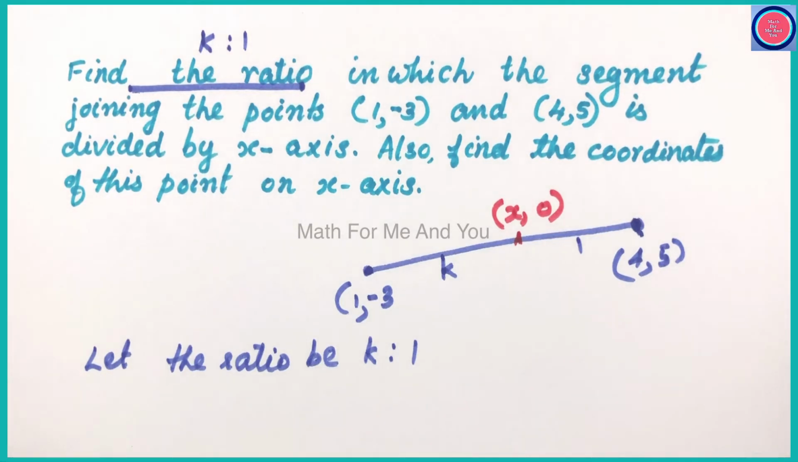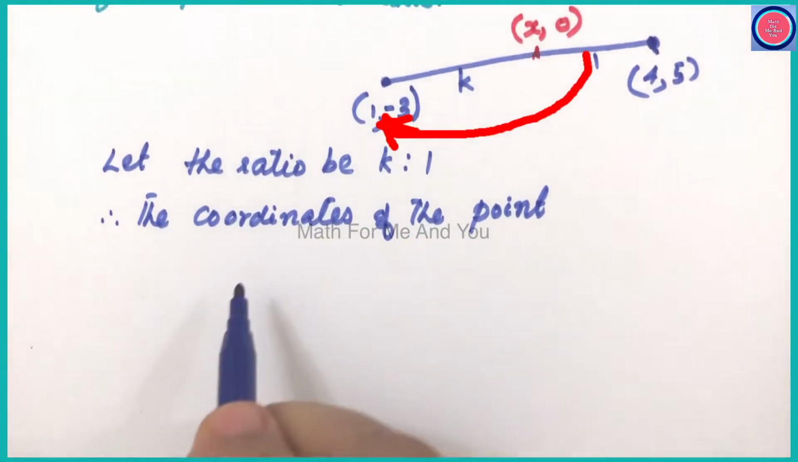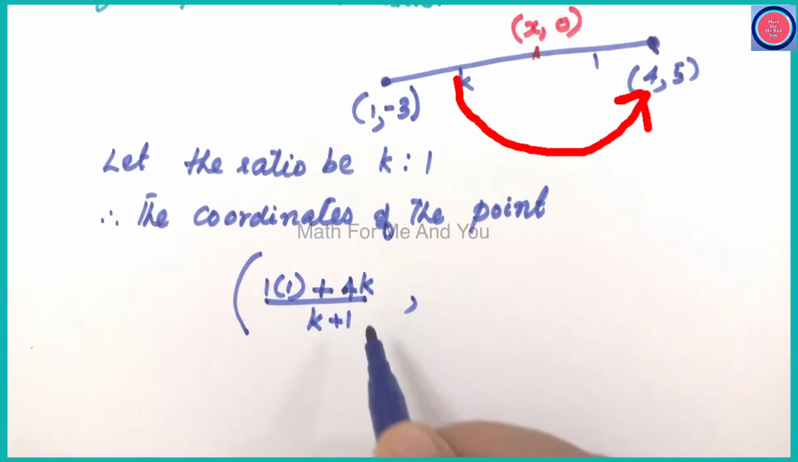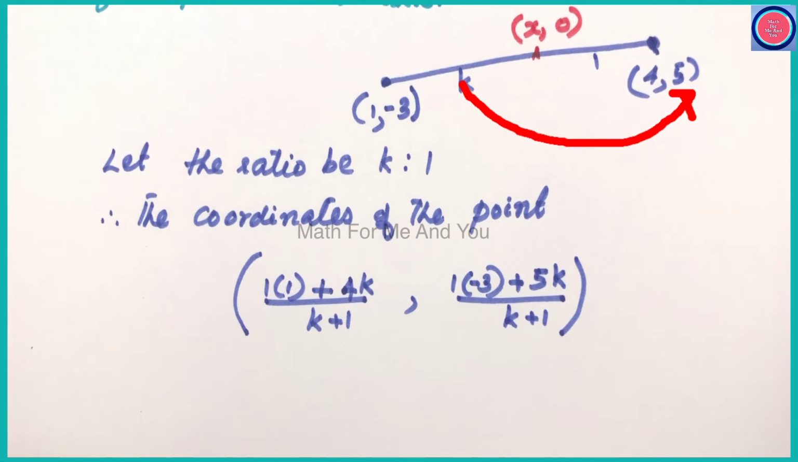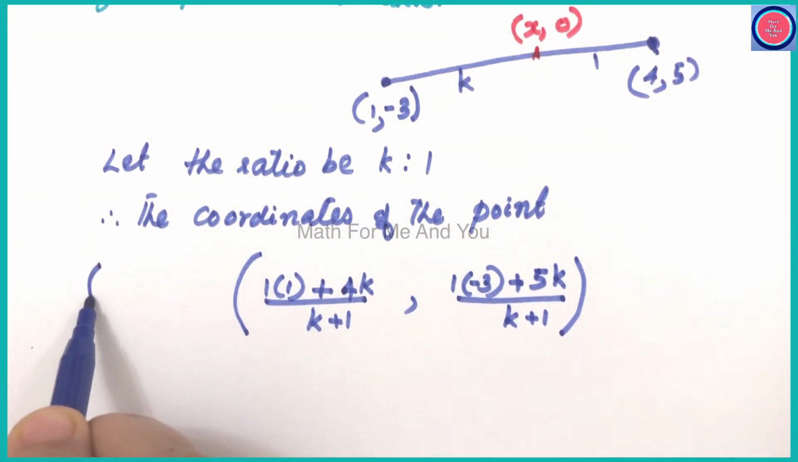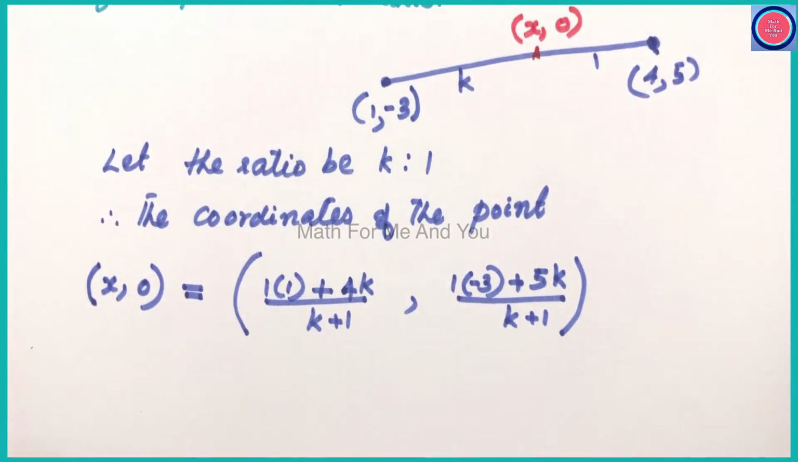Now we can write the coordinates of the point x0 using the section formula. How can we write the coordinates? The section formula is m1 x2 plus m2 x1 over m1 plus m2, m1 y2 plus m2 y1 over m1 plus m2. Using this, we are going to write the coordinates of the point as 1 times 1 plus 4k over k plus 1 and 1 times minus 3 plus 5k over k plus 1. This is the point which divides the line segment, but we have already taken the point as x0. That means these points are equal.